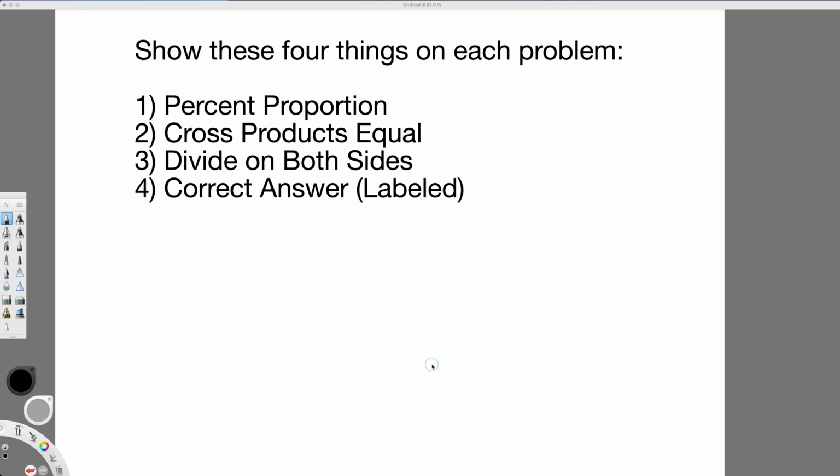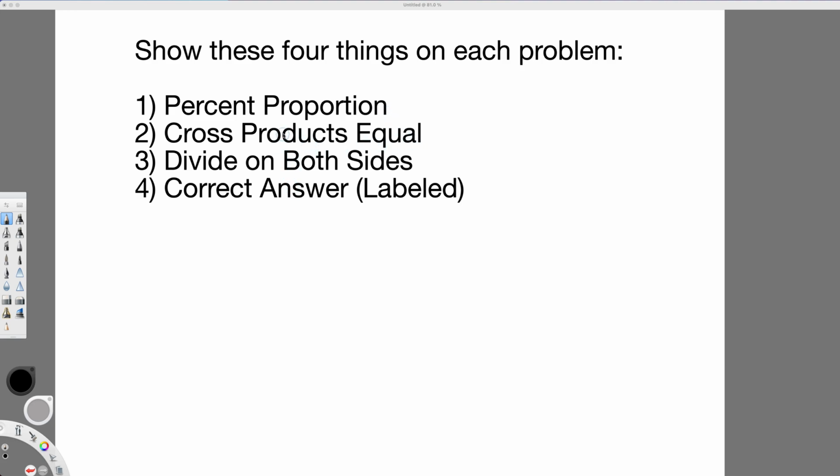The percent proportions worksheet that you all had over the weekend. I asked you on Google Classroom and in class and told you to show these 4 items on each problem. So the key thing is writing the percent proportion from the given information. Putting the numbers in the correct place is super duper important.